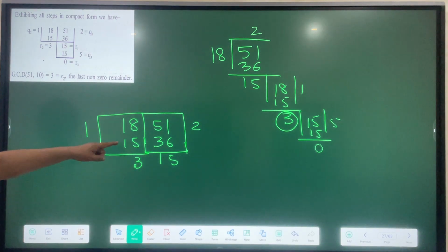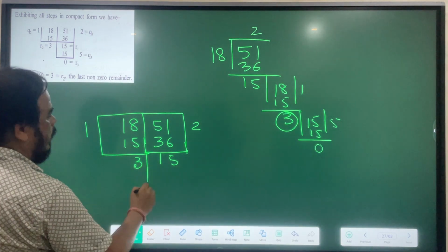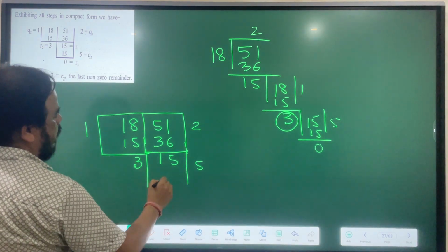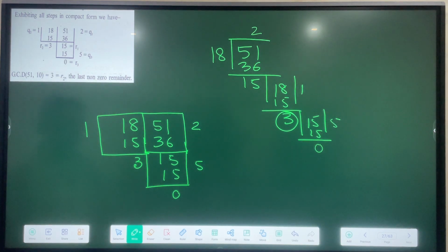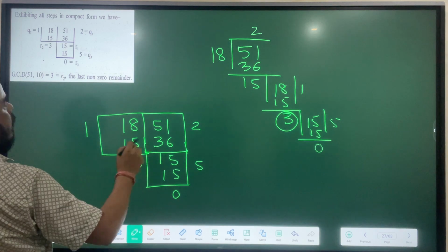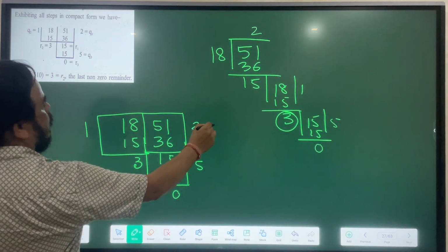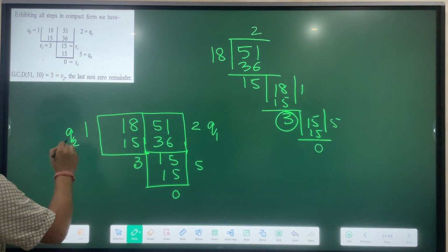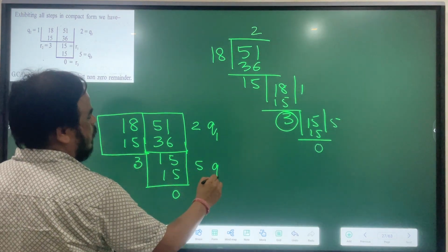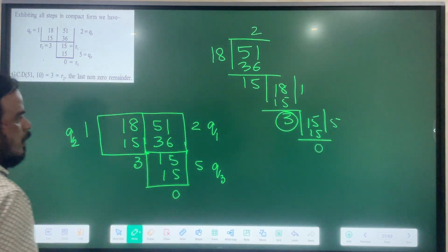3 this way. 3 fives are 15. 0. Look here. Okay. Now this one, look here. This one is the first question, Q1. This is the second question, Q2. This is the third question, Q3. I hope you understand this one.